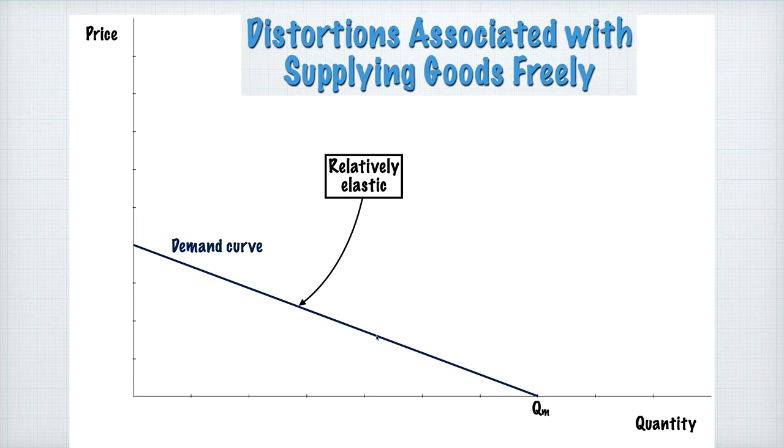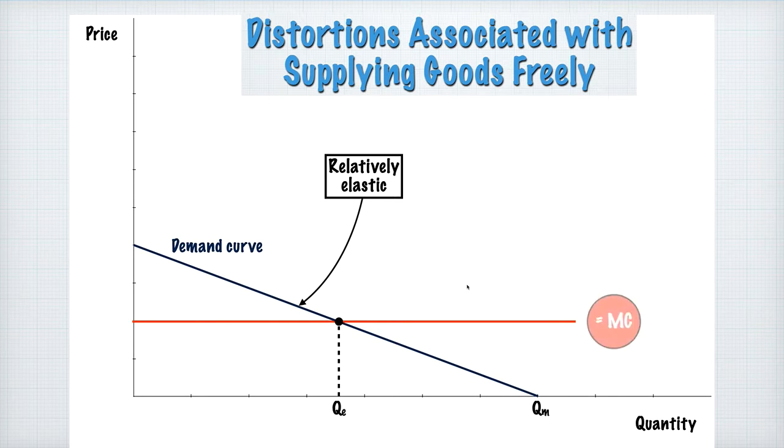So here we have our demand curve. It's relatively elastic. And if we were going to take a look at the efficient level of output and consumption of this good, this would be where marginal cost intersects the demand curve. So price will equal marginal cost. And that will give us the efficient level of output for this particular good. So the price charged would be equal to marginal cost, and the equilibrium output would be QE, and we would have an efficient outcome in this market.